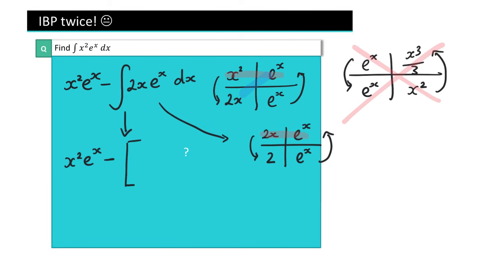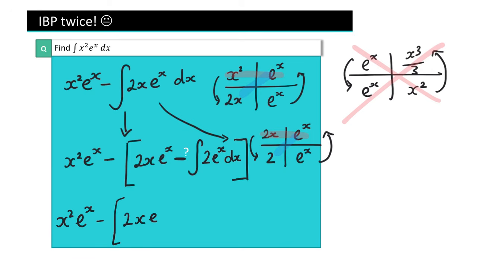2x times e to the x is in fact 2x e to the x minus the integral of 2 times e to the x, which is 2e to the x with respect to x in this nice little thing. Okay, so I'm going to carry on. So x squared e to the x minus, now, so I'm just going to sort out inside the square bracket first, yeah? 2x e to the x minus 2e to the x integrated is just 2e to the x plus c.